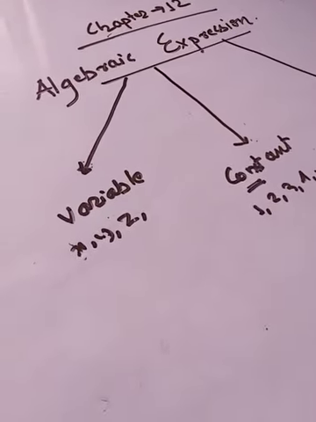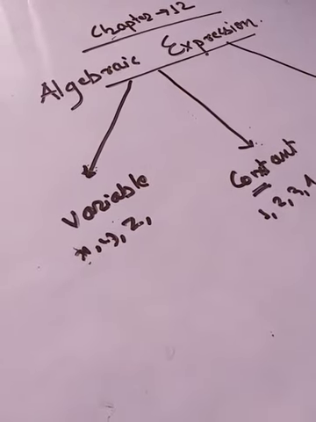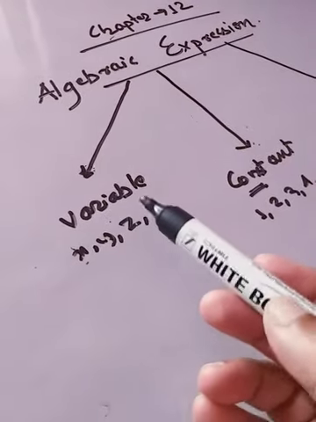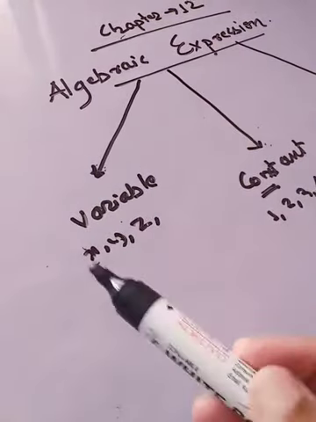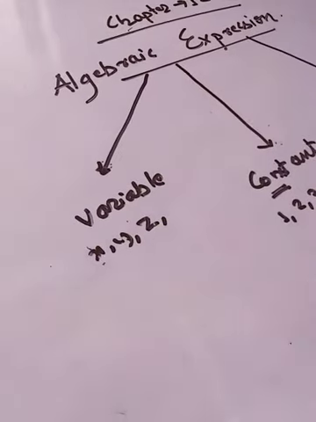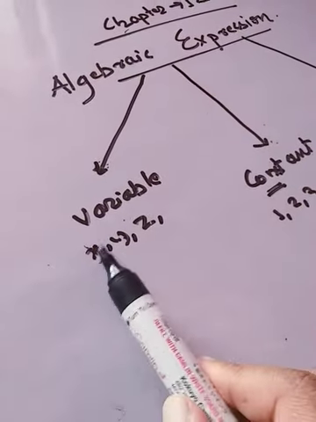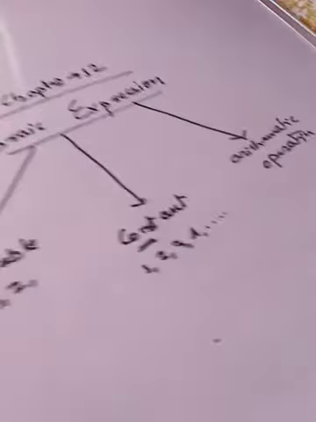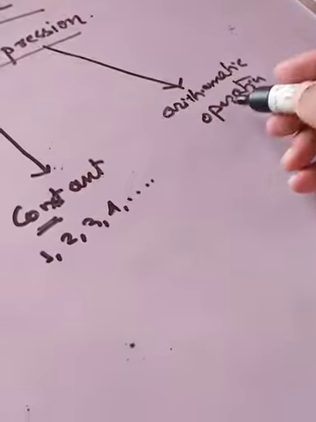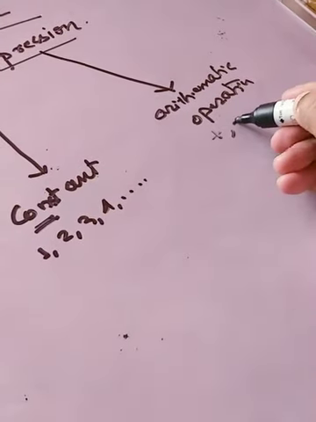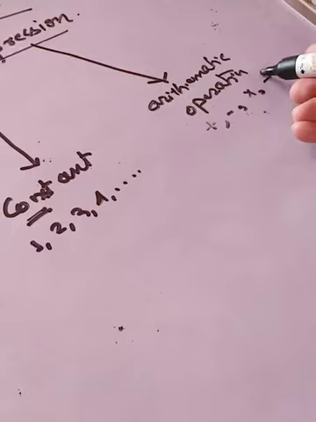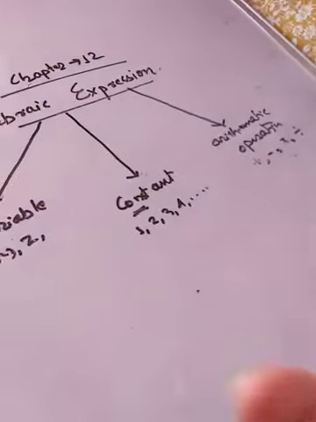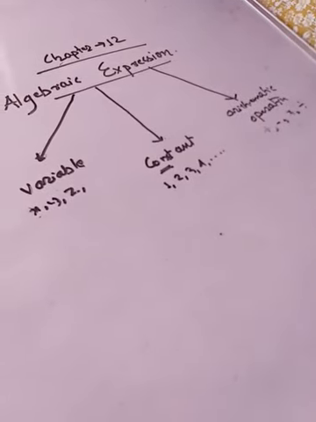The more we proceed with the chapter, we'll understand how to find out the value of variables. But remember that variables represent a constant term, that is a number. Now what is arithmetic operation? Arithmetic operation means plus, minus, into, division. These are all arithmetic operations. With these signs only we do some operation.